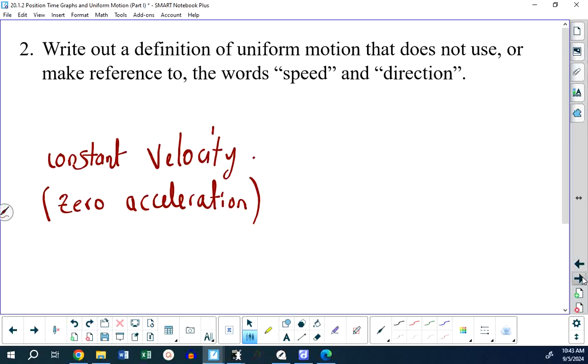If I want to speed up, I have to apply a forward force. That produces an acceleration forward. If I want to slow down, I have to apply a backward force. That produces an acceleration backwards.